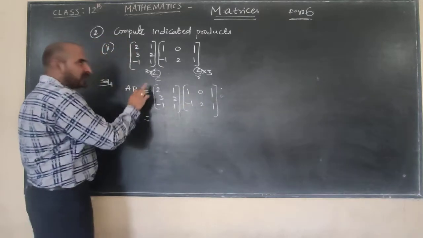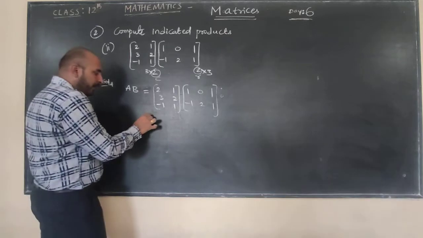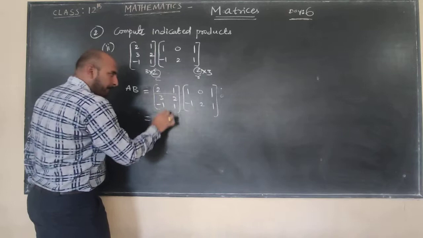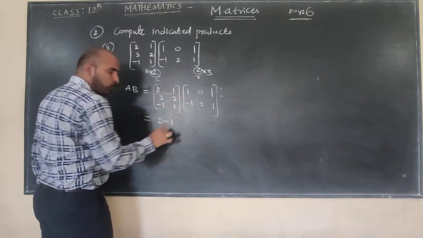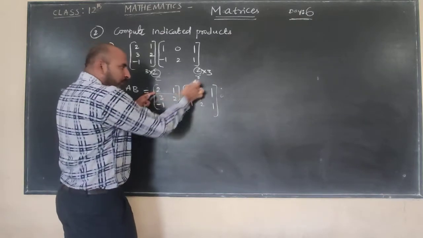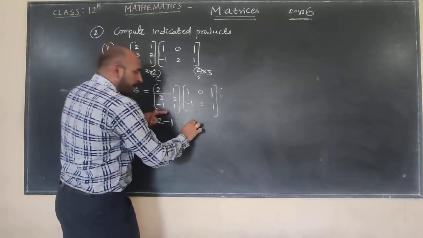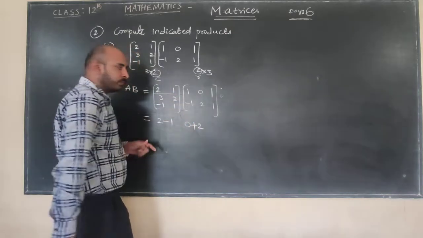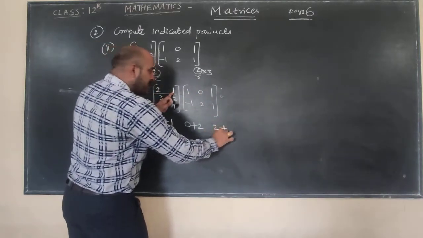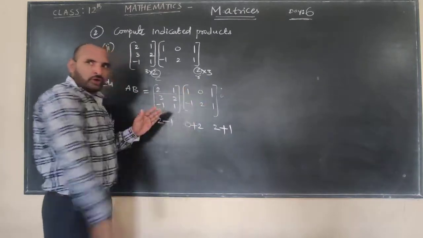So then the resultant matrix must be 3 cross 3 only, totally 9 elements. So AB equals: multiply first row with first column, 2 ones are 2, plus minus into minus, minus 1 into 1, 1. First row, first column completed. Coming to the second column: first row with second column, 2 into 0, 0, plus 1 into 2, 2. Coming to the third column, 2 into 1, 2 plus 1 into 1, 1. First row, first column, second column, third column completed.